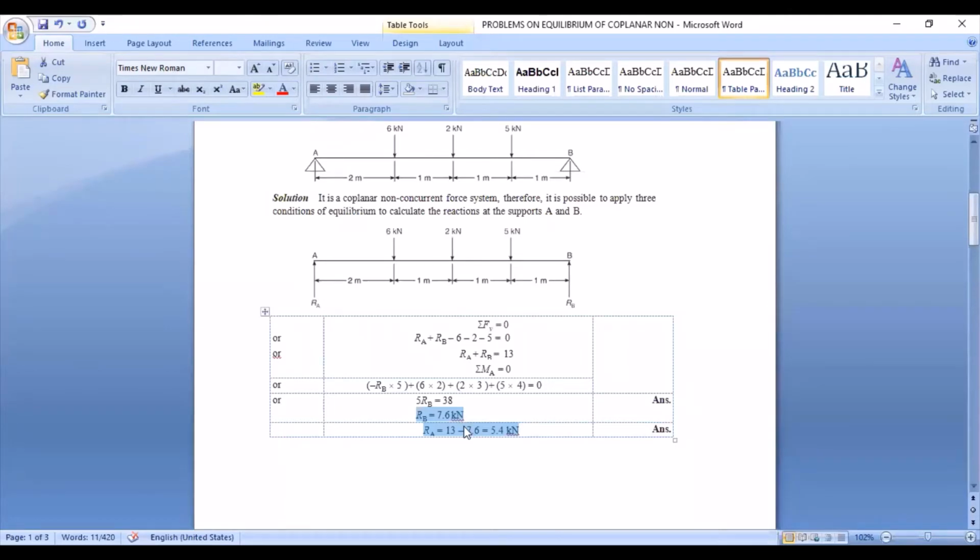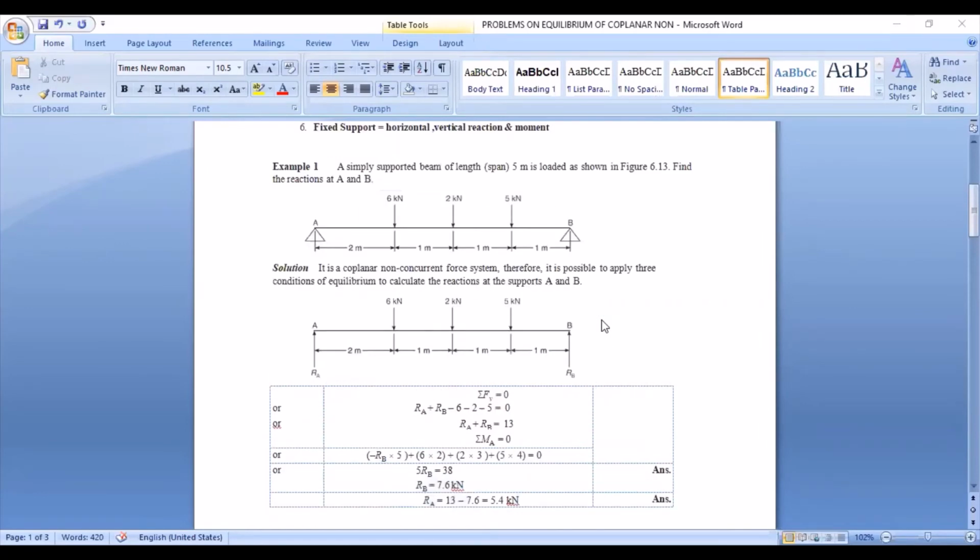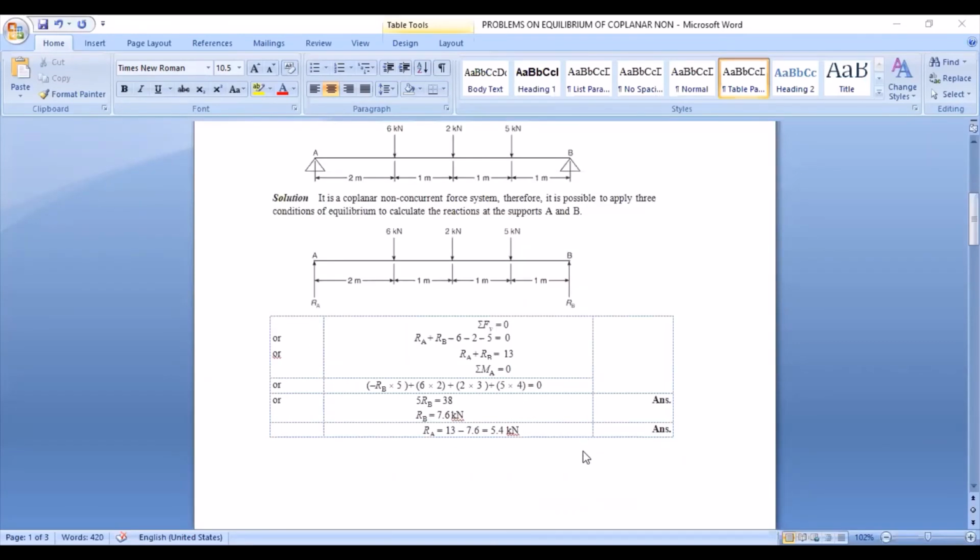But you are not going to change the direction of reaction until you complete the problem. Once you complete the problem, only then are you going to judge whether the assumptions you had made are correct or not. So this is how a simple problem on a beam is solved, wherein you have calculated the reactions at A and B.